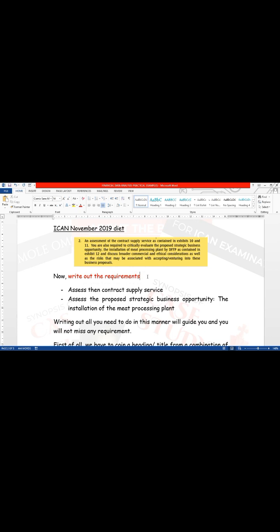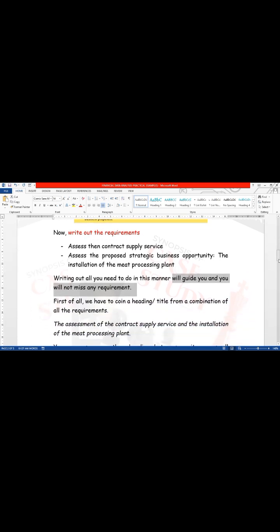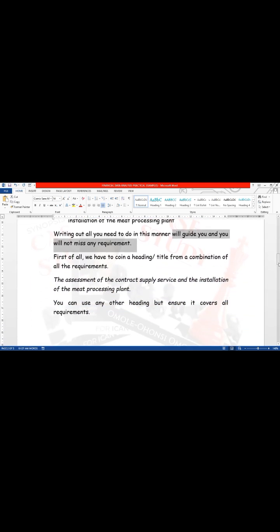And when you are wrapping up and doing your final touches, crossing your T's and dotting your I's, you'll be able to check your list, just like you have audit checklists. You have a list of things that you're supposed to do. As you're taking them off the list, you'll know what you have done and what you have not done. So writing all these requirements will guide you and you will not miss out on any requirement. That's basically the reason why you're writing the requirements. Nobody's going to mark it. It's just for you.